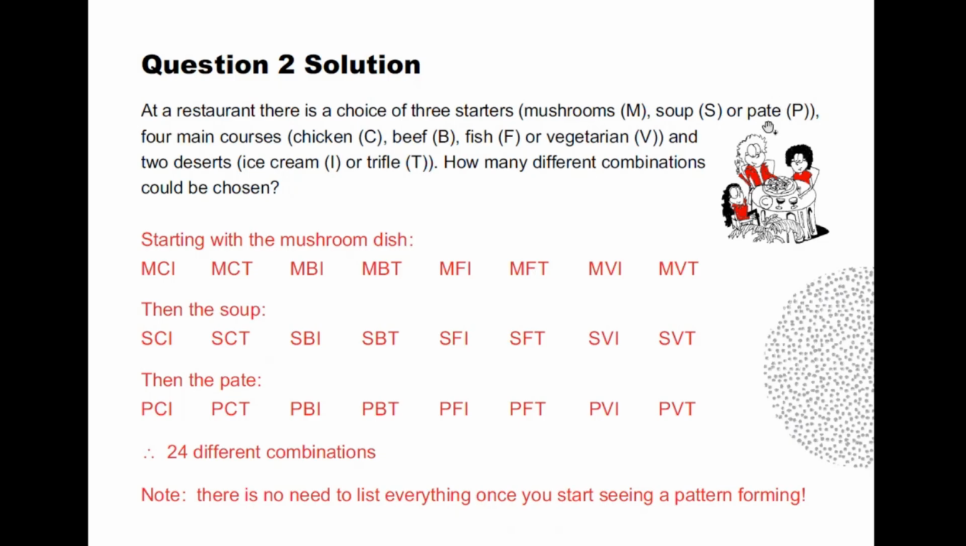And I think, obviously, depending on the learners you're teaching will determine how quickly or slowly you can go through this. And I think very easily they can see there are 8 options with the mushrooms. Where did that come from? Well, there are 4 choices of mains and 2 desserts. And then there were 8 with the soup and 8 with the pate. And very quickly, I think you can get to the fact that there are 3 options here, 4 options here, 2 options here. 3 times 4 times 2, 24 different combinations.